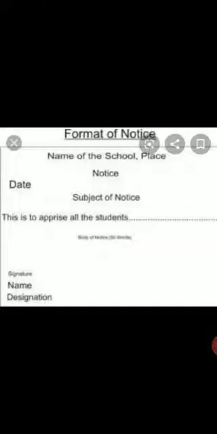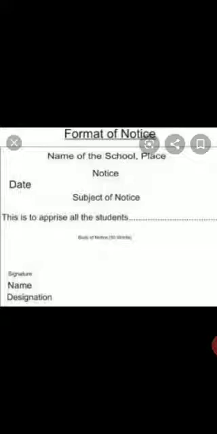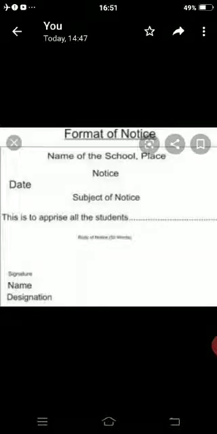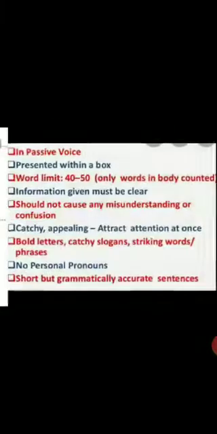The content can be started in any way, but it should be formal, like: it is to be notified to every one of you, all are hereby informed that, it is to inform every one of you, etc. And then, as I told earlier, on the bottom left-hand side, the signature of the issuing authority, the name of the issuing authority, and the designation should be there.